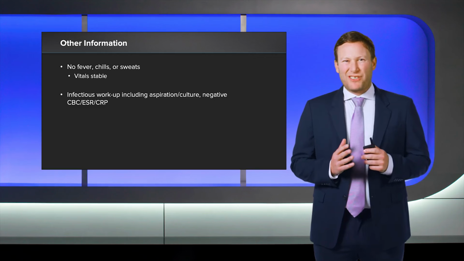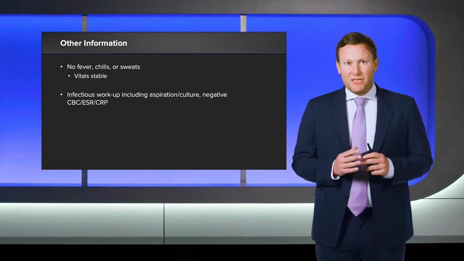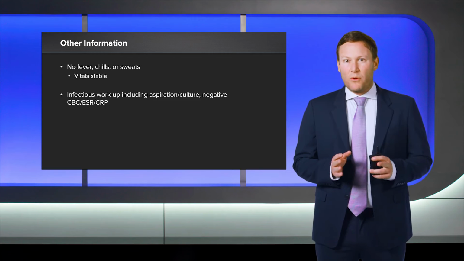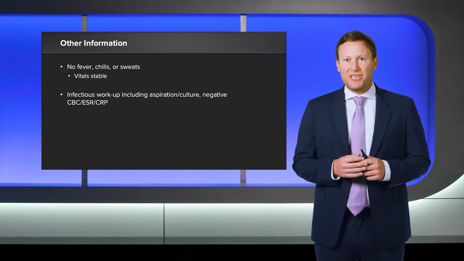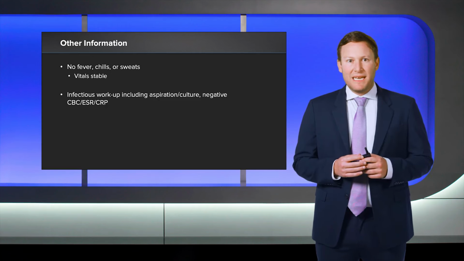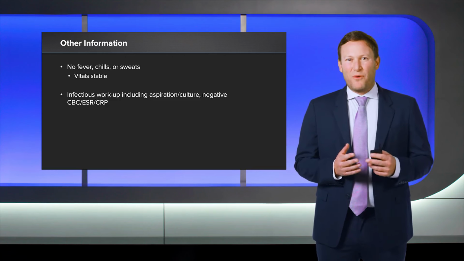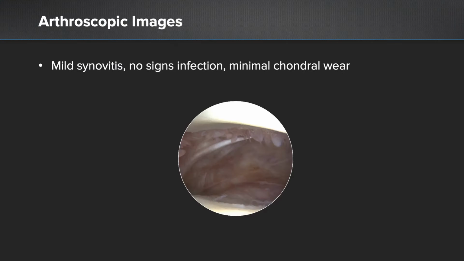Other information that's critical is to think about and to rule out infection. She had no fevers, chills, or sweats. Her vital signs were stable. Her wounds appeared benign. She had an infectious workup, including aspiration and culture. She had laboratory values, including CBC, ESR, CRP, which were negative. And we also look for and think about this intraoperatively in the first stage of our revision reconstruction.